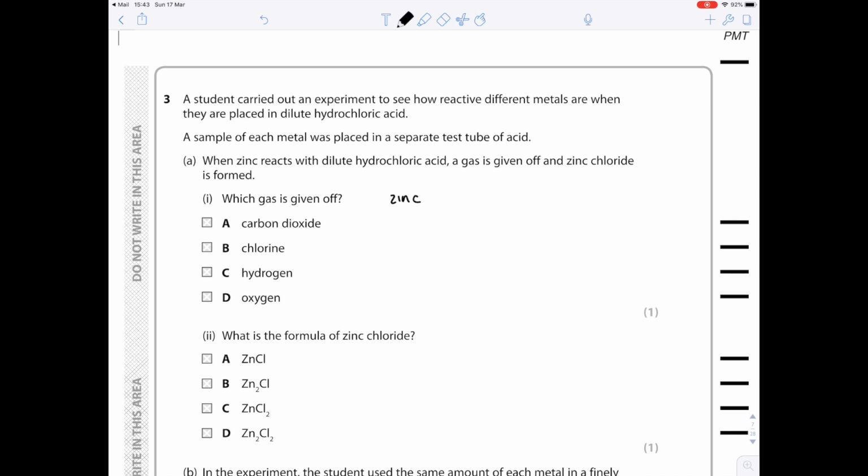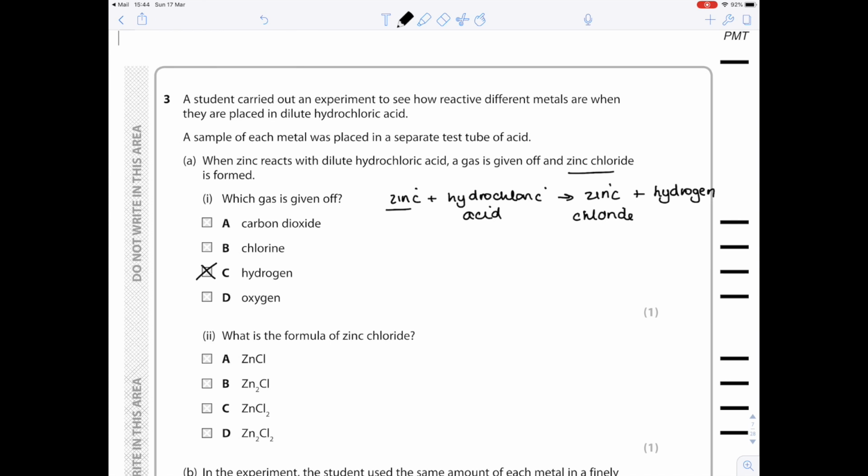We can work this out if we write the word equation. So zinc plus hydrochloric acid forms a salt, which comes from the metal being used and the ending on the acid, so that's why it's zinc chloride, which we have been given. Plus, when you have a metal by itself, it's always hydrogen. So where's hydrogen? Well, it's option C.